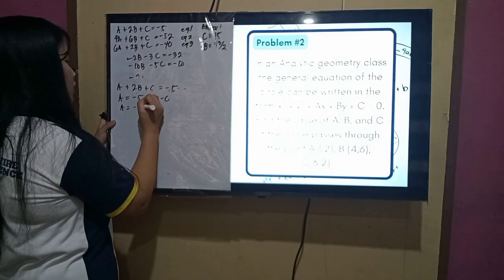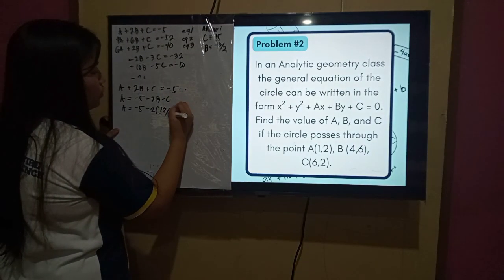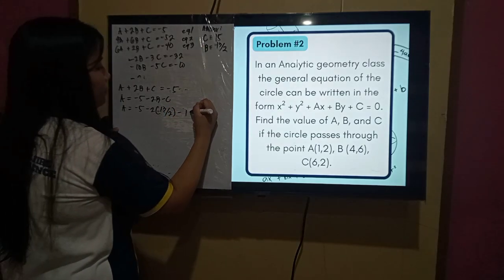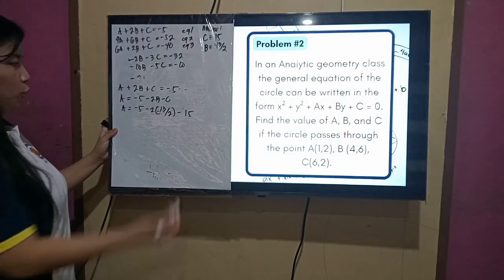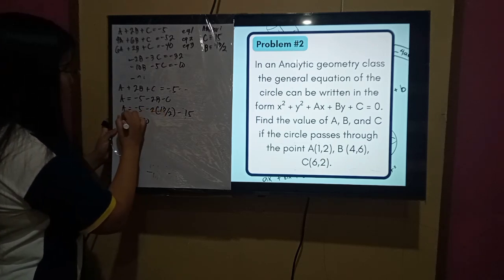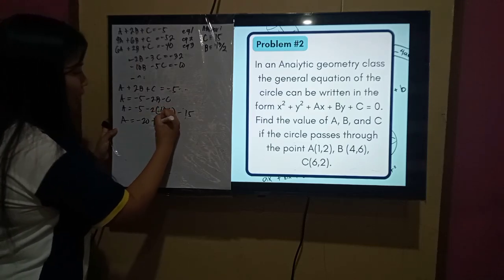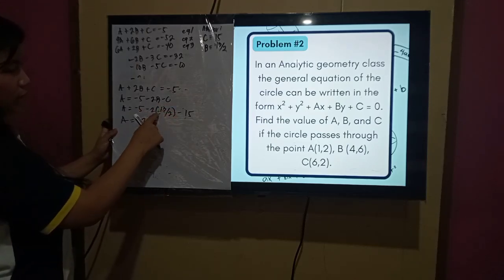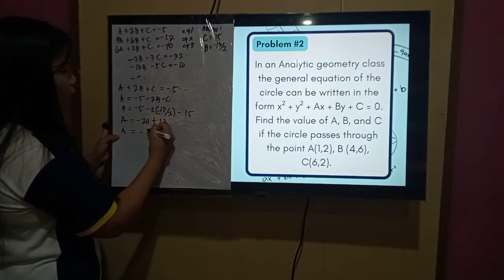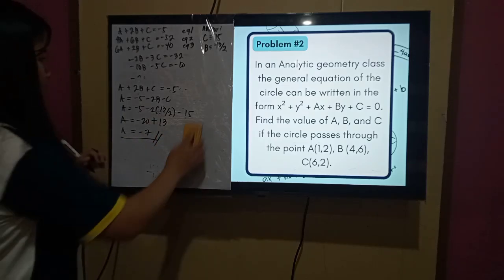So, A is equals to negative 5, negative 2 times B, which is negative 13 over 2, minus 15. So, negative plus negative, that would be negative 20. Minus 2 divided by 2, that would be 1. And then magiging plus. Kasi negative times negative, magiging plus. So, we have 13. So, A is equals to negative 7. So, ito na ngayon yung ating mga value for A, B, C.